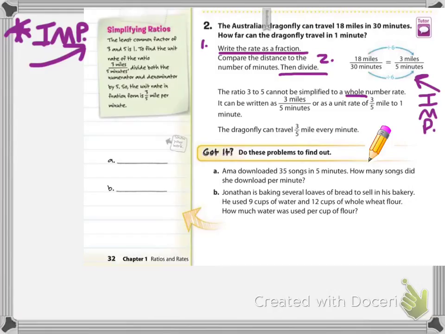All right, now I want you to try the got it. There's A and B. It's in your workbook, and there is a screenshot of this here. So again, follow the directions like the examples on the same page, 32 in your workbook. Pause the video, make sure you work it yourself, and then come back to check your answers.